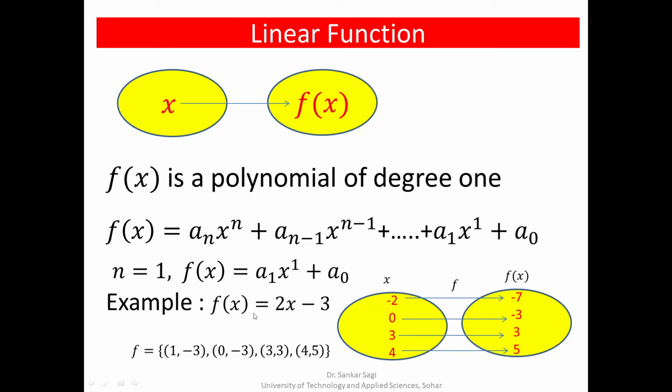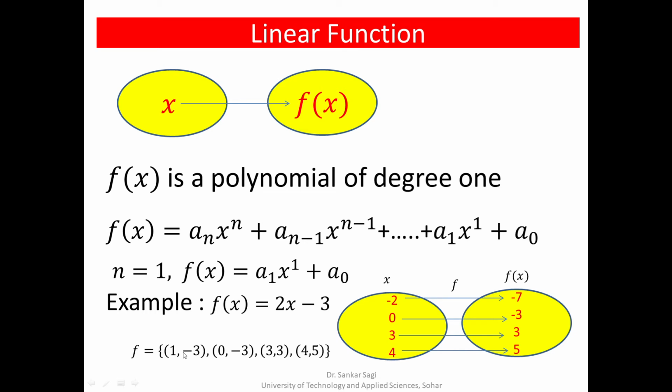Similarly, if we put x = 3, you will get f(3) = 3, and if you put x = 4, you will get the image as 5. So the elements -2, 0, 3 and 4 are mapped to -7, -3, 3 and 5. So these are the images of these 4 elements, and therefore this function f can be written with these elements in the domain.